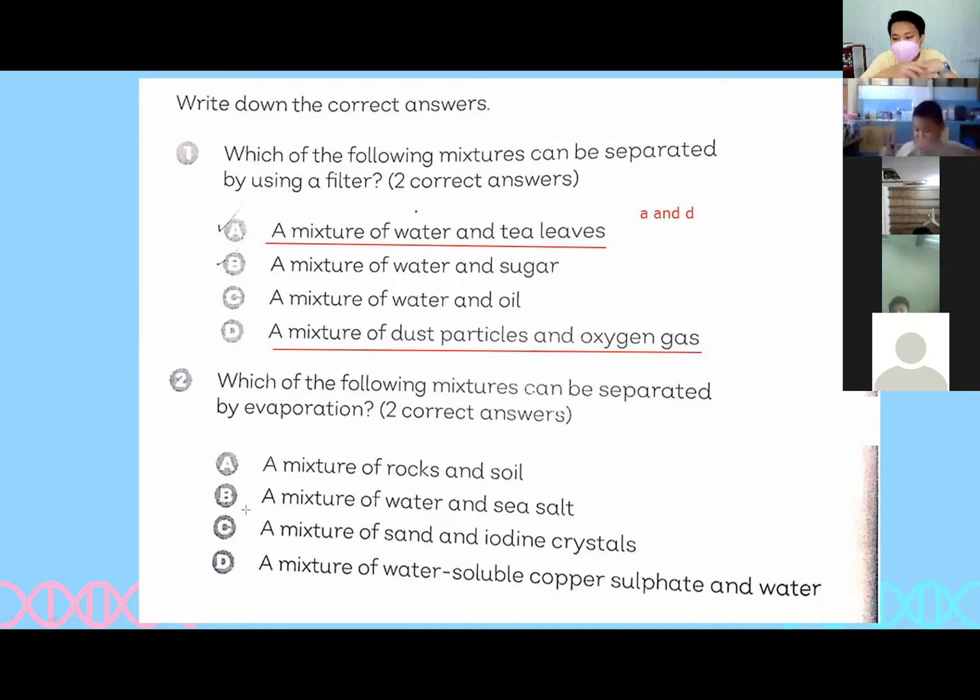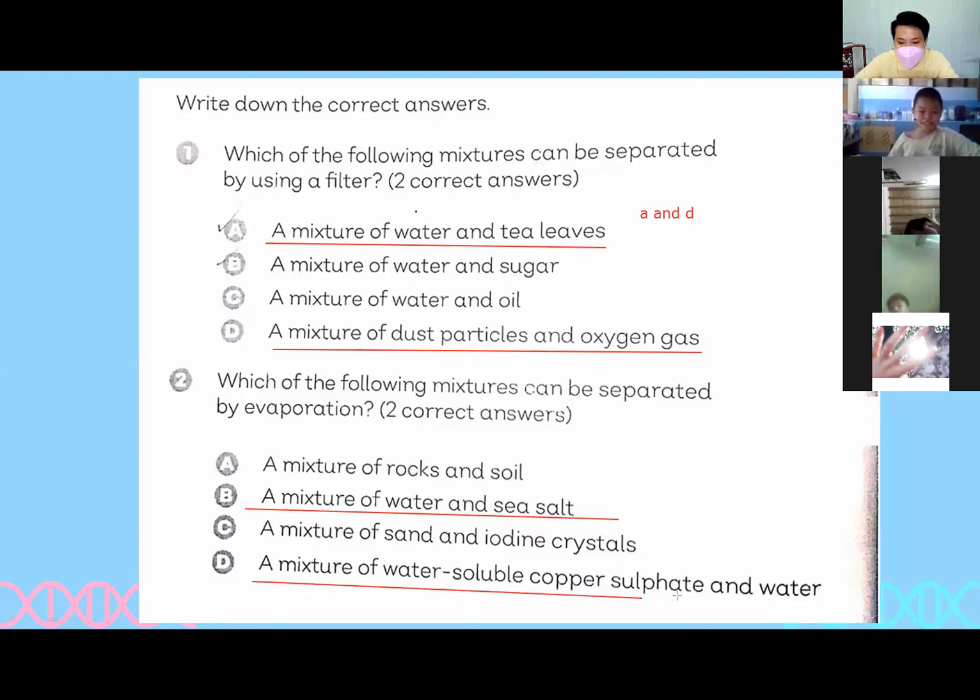Okay. So the water will be evaporated and then the sea salt will stay. So B is a correct answer here. What's the next one? A mixture of sand and iodine crystals, or a mixture of water-soluble copper sulfate and water? C. Again? Letter C? Are you sure? No, it's not letter C. It's letter D.